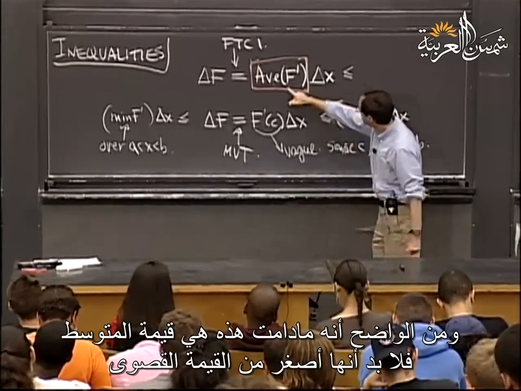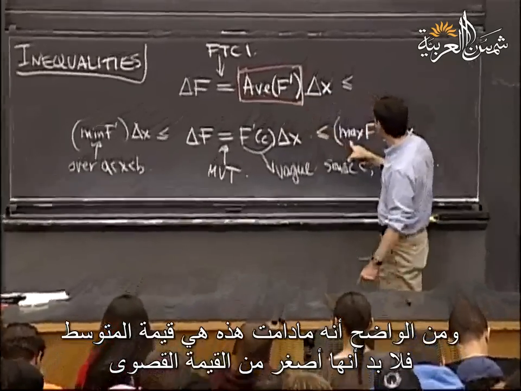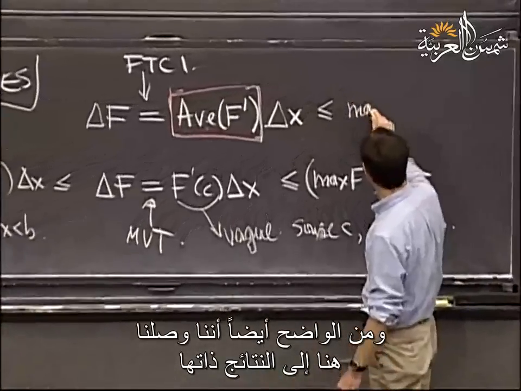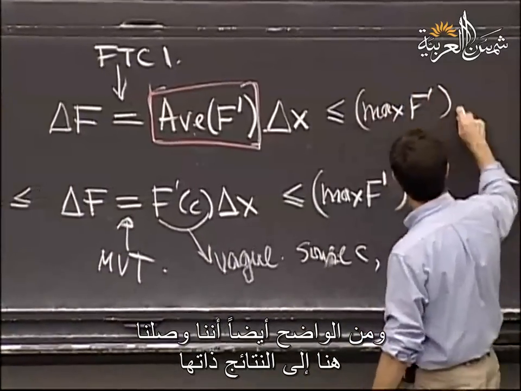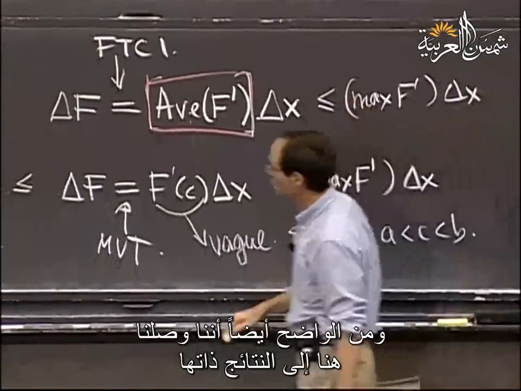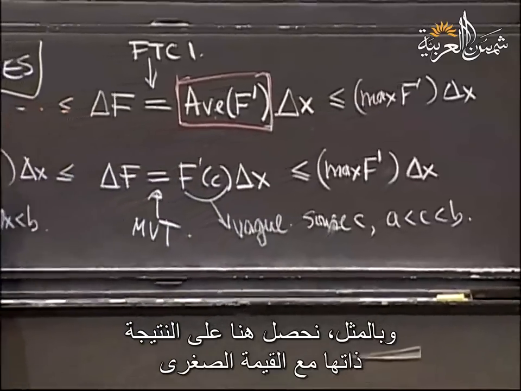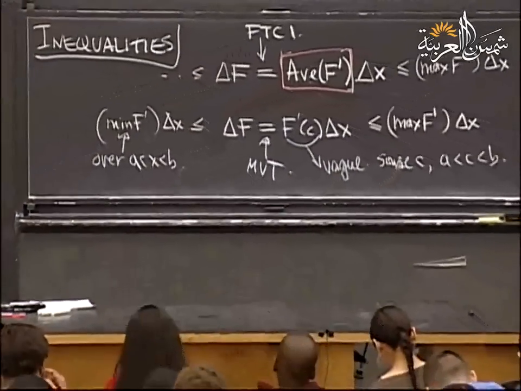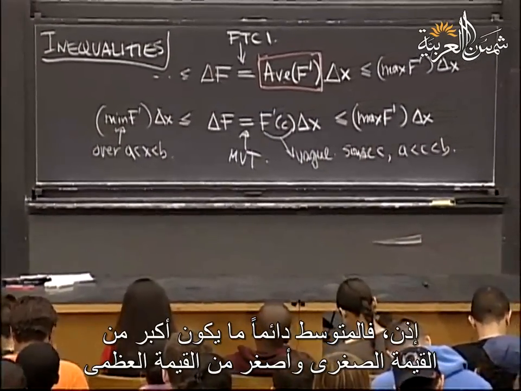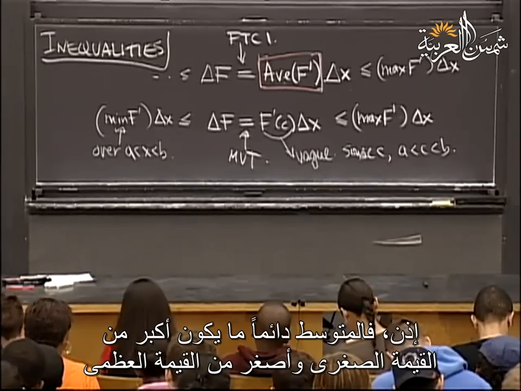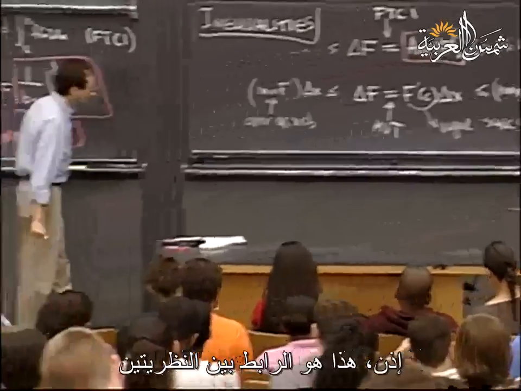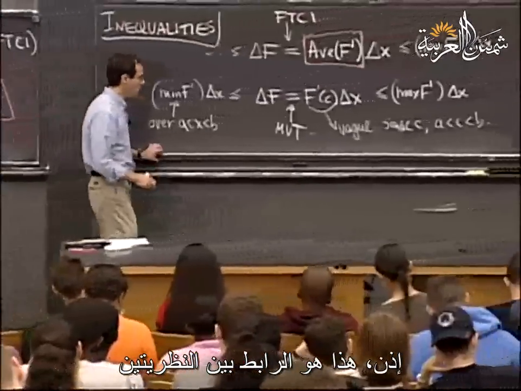So it's obvious that if the average is less than the maximum, it works just as well to draw this conclusion. And similarly over here with the minimum. Okay, the average is always bigger than the minimum and smaller than the maximum. All right? So this is the connection, if you like.